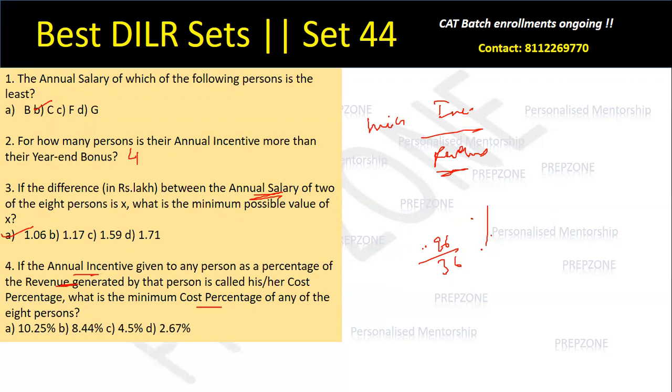I hope this makes sense, what I have done. Okay, so what will this value come to? 1% of 36 is 0.36. 2% will be 0.72, so it will be between 2 and 3. I only have one option, which is 2.67%. So I will directly mark that as my answer.